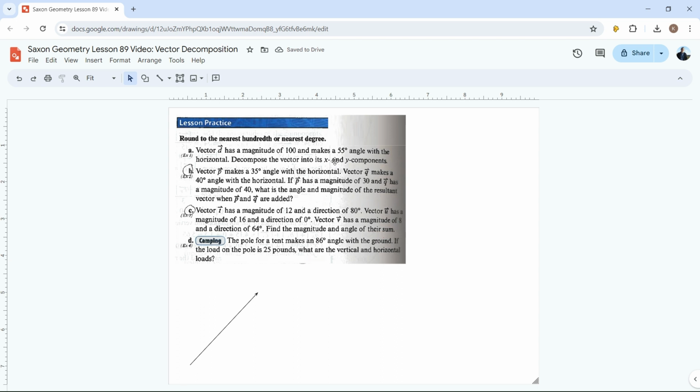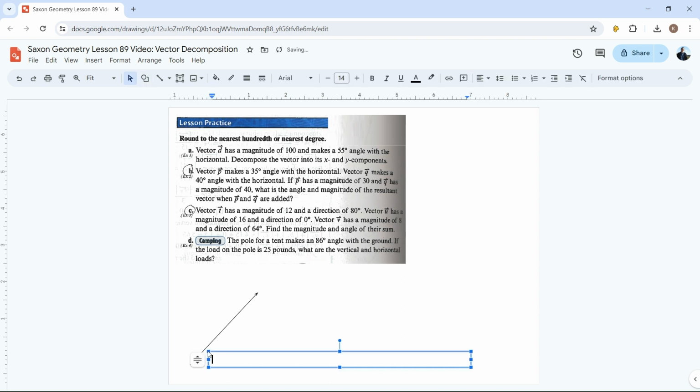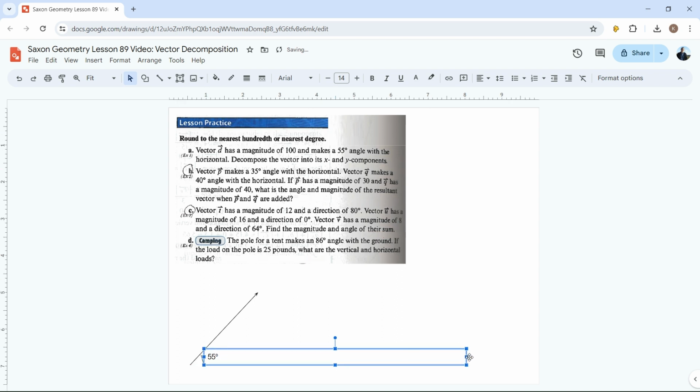Now, by the way, one thing to mention is that anytime vectors give an angle, it's always measured from the positive x-axis counterclockwise. So you always start with the horizontal axis on the positive side, and then we count up counterclockwise from there. 55 degrees. And we're also going to note that our little segment here is 100 units long. Okay, and we've got our original vector.